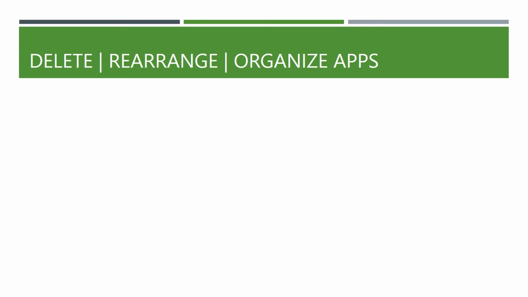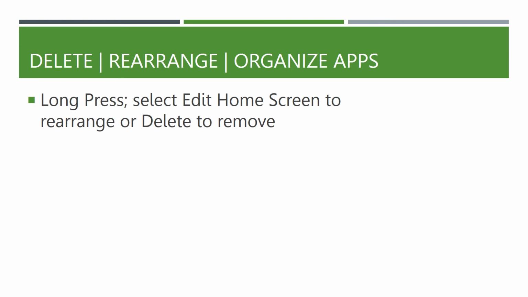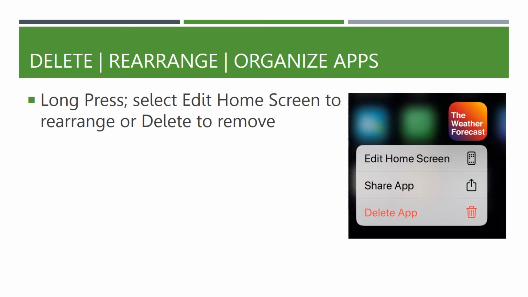So you've always been able to rearrange, delete, and organize your app icons on your home screen for your iPhones or iPads. The process in 13.6 is just a tiny bit different. What you'll do is long press the icon that you want to delete, rearrange, or organize, and you get a little shortcut menu, which you can see here, and you can choose the appropriate option.